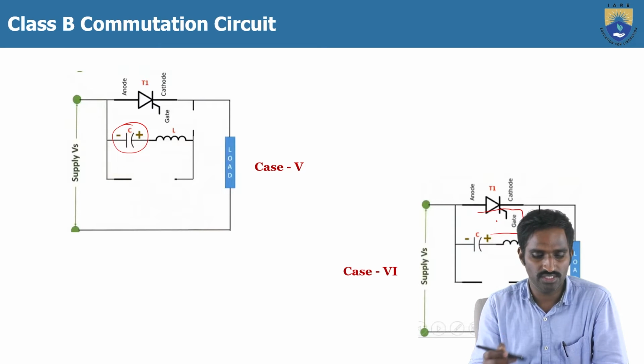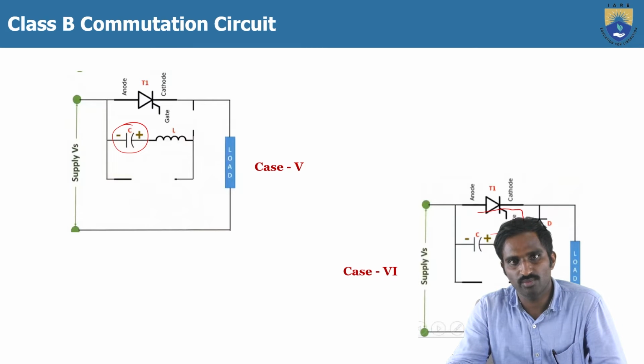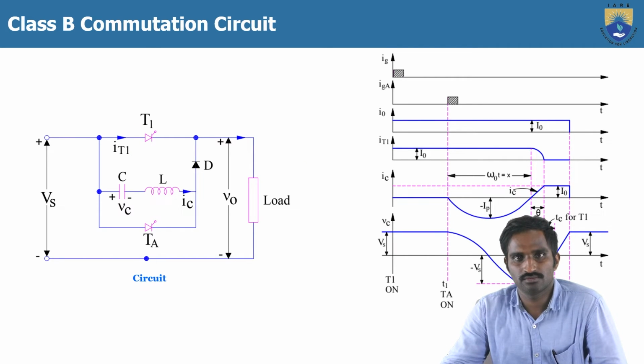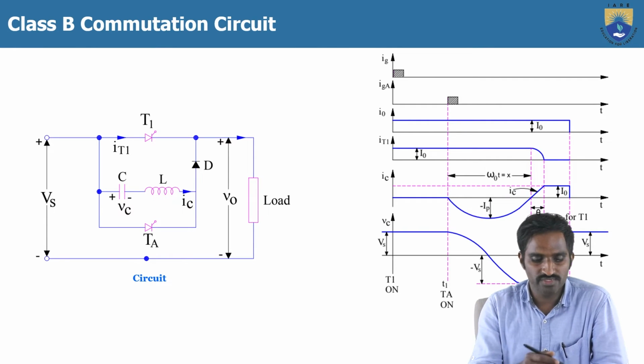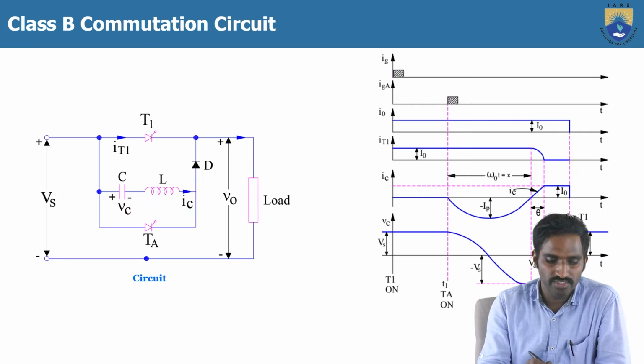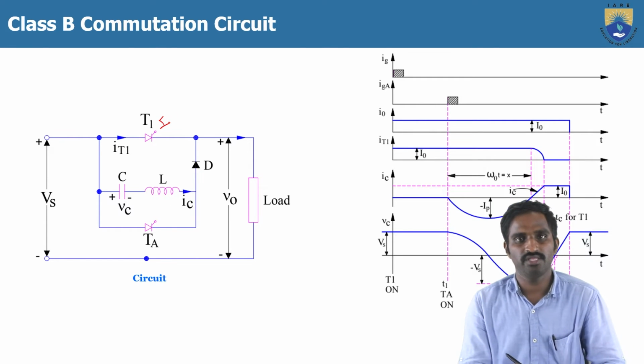Then why are we using the inductor here? That we will get to know when we discuss the protection of an SCR. Right? Then coming to the waveforms, these are the output waveforms for this class B commutation circuit. As we discussed the process, initially we are turning on the thyristor T1.